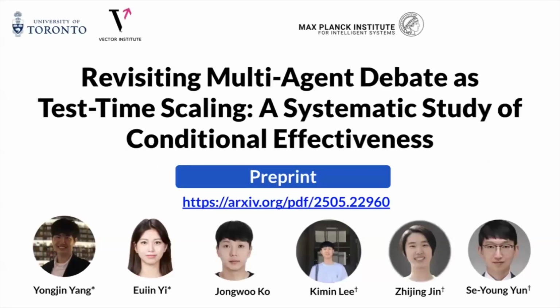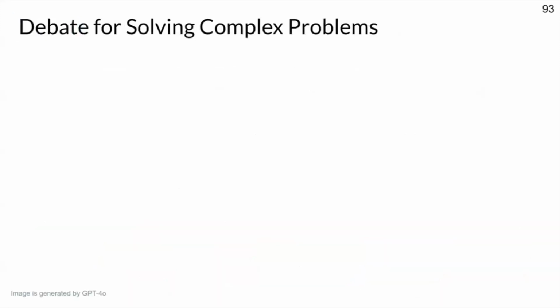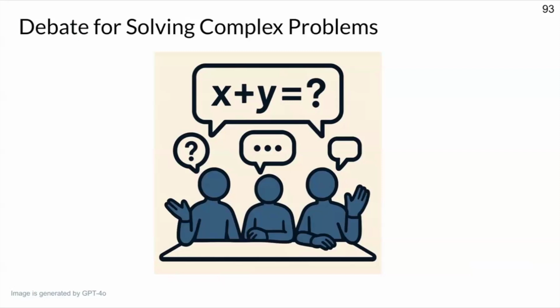So we have a recent work, revisiting the multi-agent debate as test time scaling, a systematic study of conditional effectiveness. Basically, as the title suggests, if we put multiple agents together, there might be certain conditions when it's effective and certain conditions when it's not. So the broad background is that for humans, sometimes when we solve complex problems, we host group meetings, we host discussions, we host debates. Same for multi-agent systems. There could be a complex problem that requires multiple LLMs to discuss.